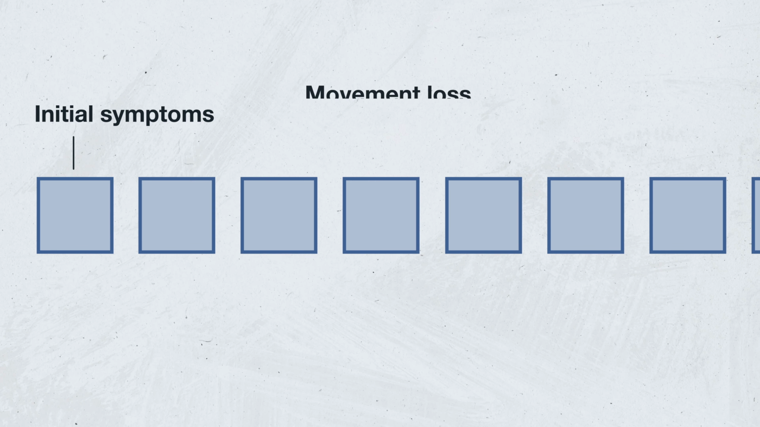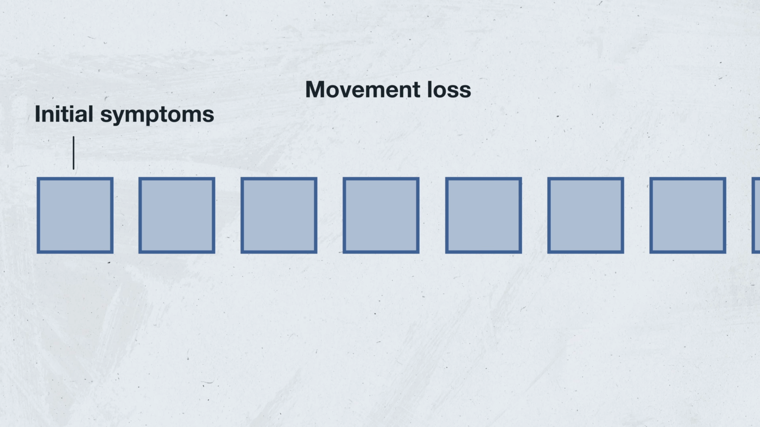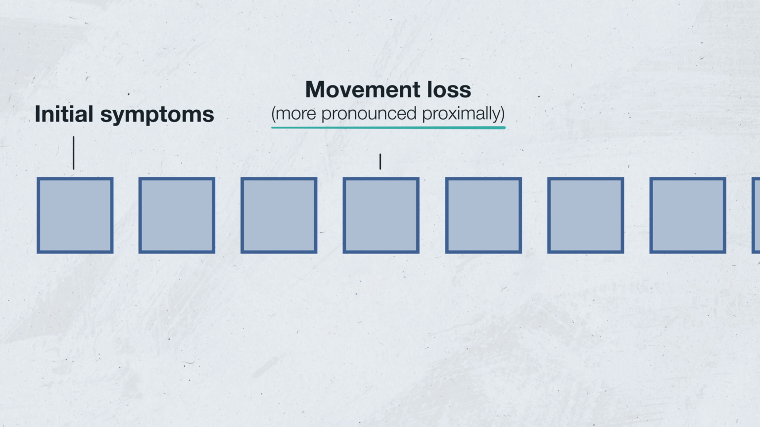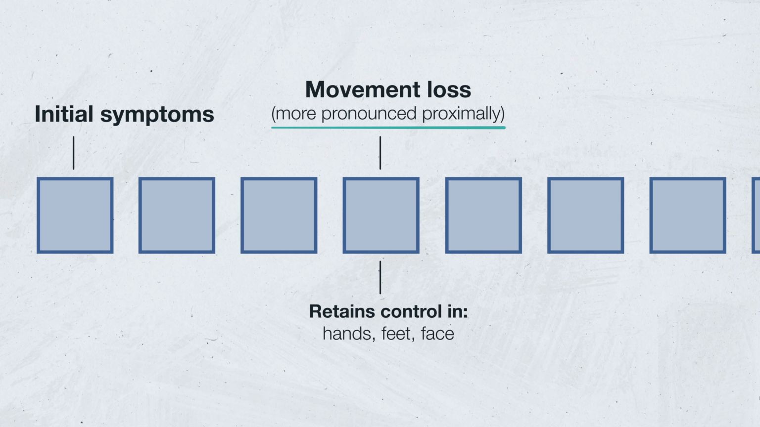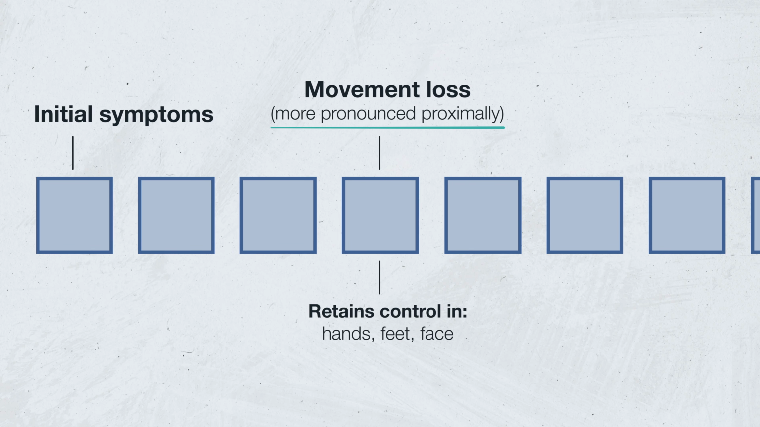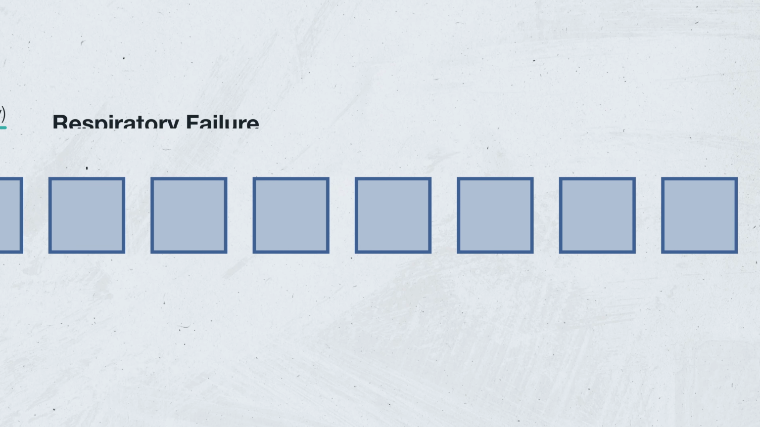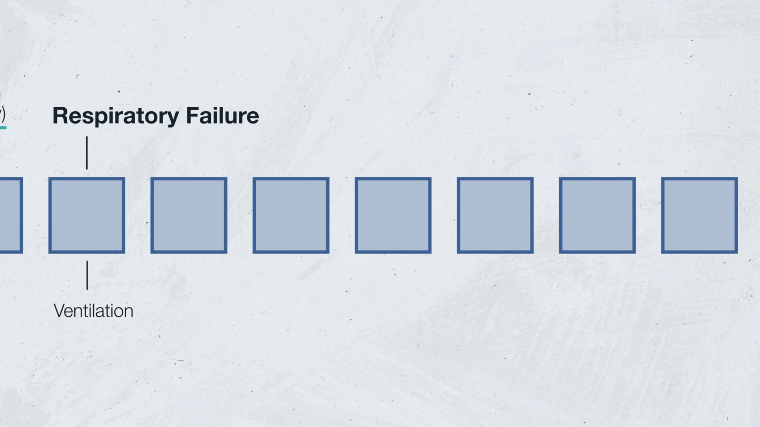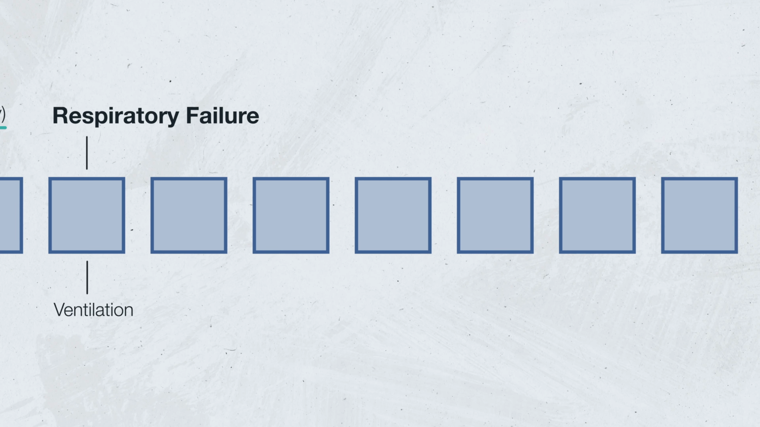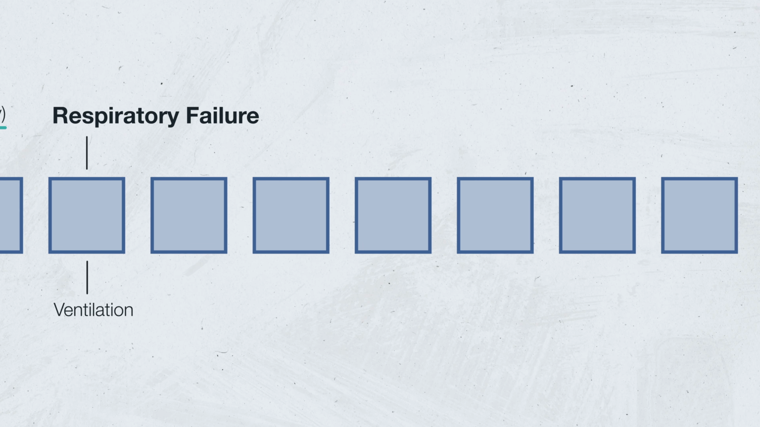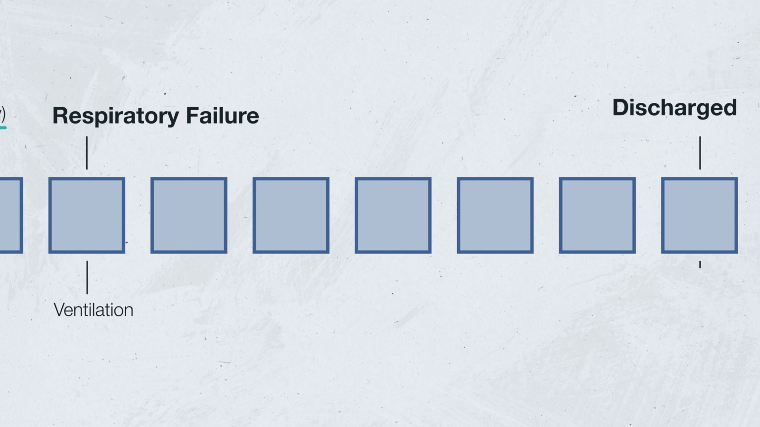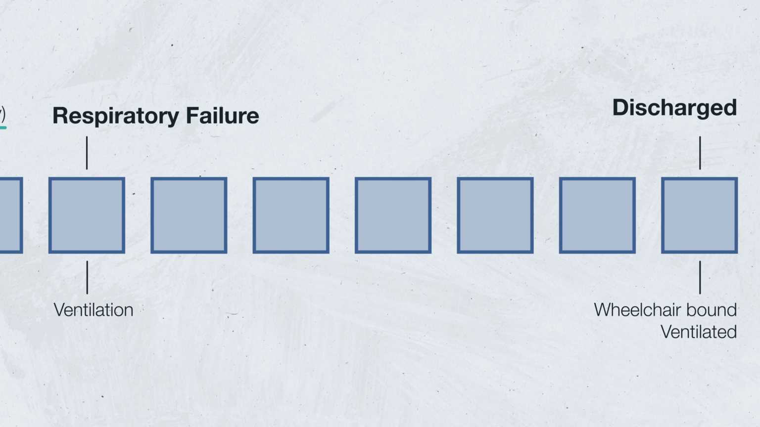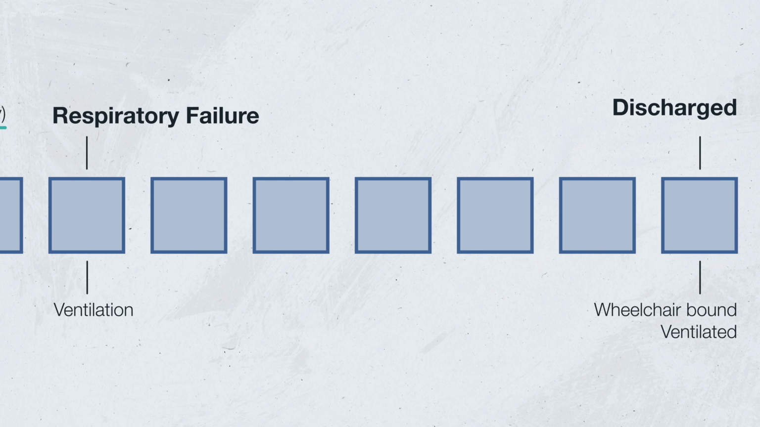She loses almost all movement in her body, with symmetrical weakness being more pronounced proximally, but she retains some motor control in her hands, feet, and face. After another 2 months, she loses the ability to clear her secretions and is hospitalized with acute respiratory failure, requiring mechanical ventilation. The patient's condition largely plateaus at this point, and after several months in the hospital, she's discharged, remaining wheelchair-bound and ventilated. All right, let's pause there.